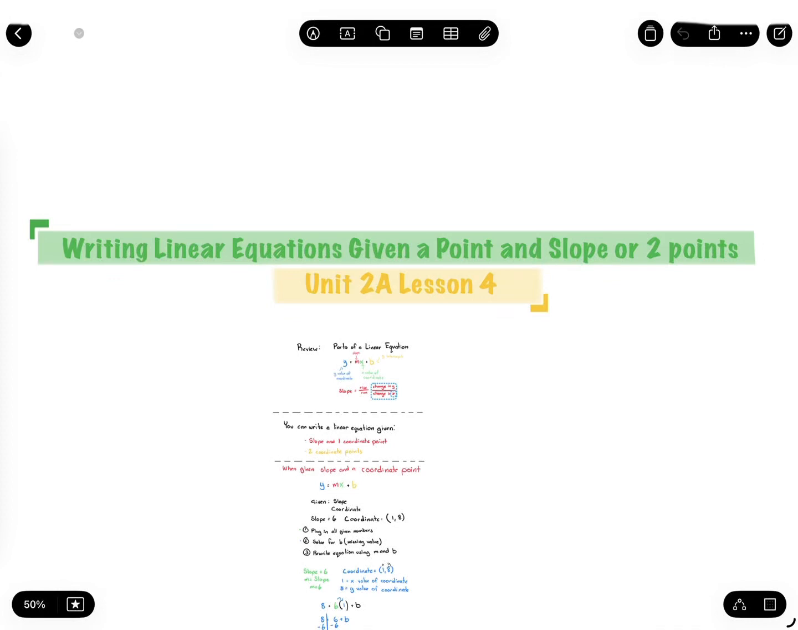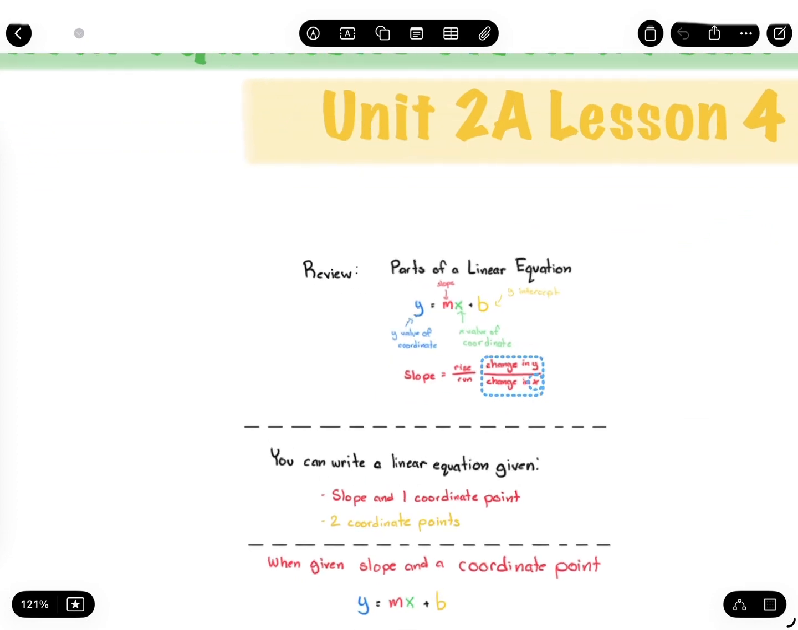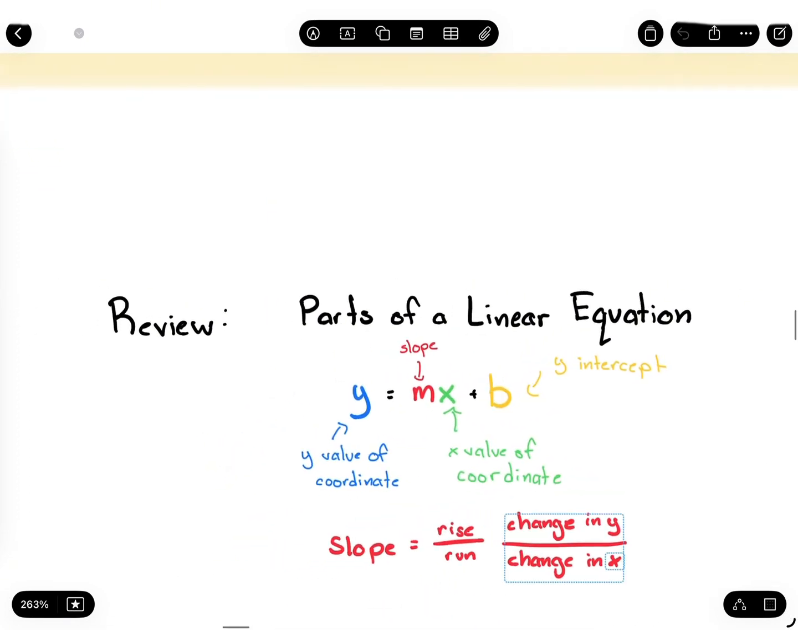This is Algebra 1 Honors or Integrated Math 1 Honors, Unit 2A, Lesson 4, writing linear equations given either a point and a slope or two different points. Now, just as a review, these are the different parts of a linear equation.